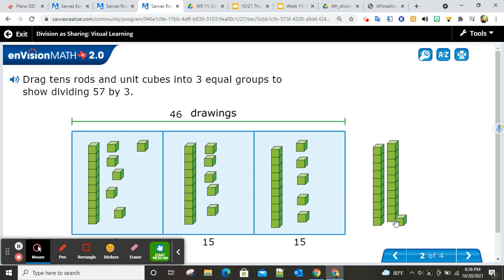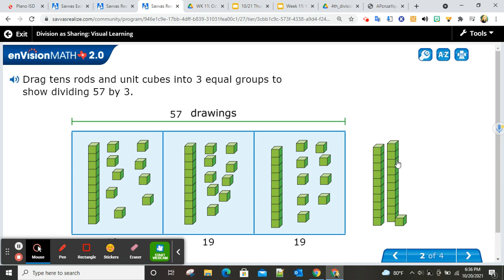So I'm still not to 57, so I have to keep going. Now I'm at 48, 49, 50, 51. Getting close. 52, 53, 54, and one more. 55, 56, 57. So each group has 19.